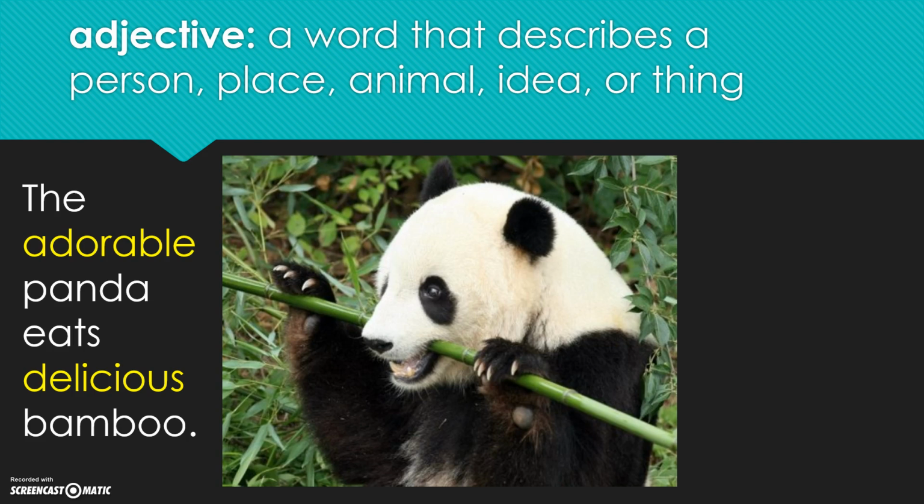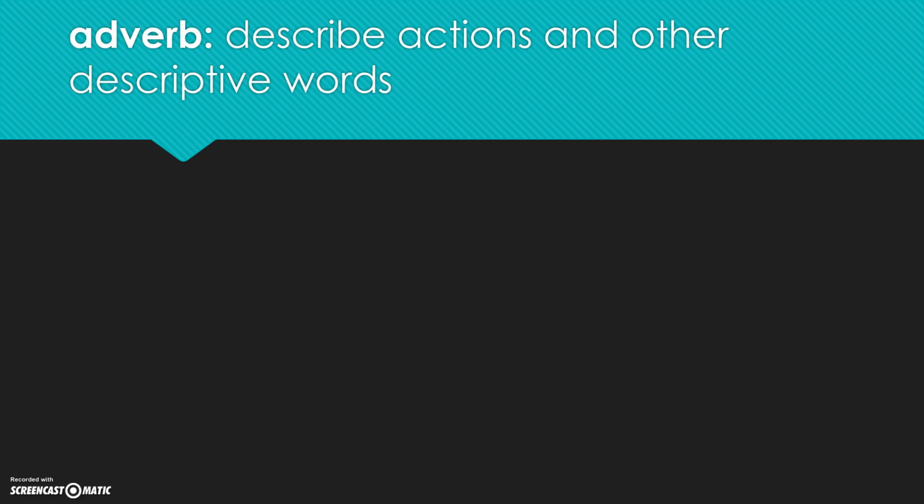Our fourth and final part of speech, and this is the one that's probably the most difficult to grasp, and that is adverbs. And this is again the definition you'll see on your test. And this is a word that describes actions and other descriptive words. So the actions in this case would be verbs, and other descriptive words would be adjectives, or in some cases, other adverbs. So we're going to change our sentence quite a bit here to show the different kinds of adverbs that can be used in a sentence.